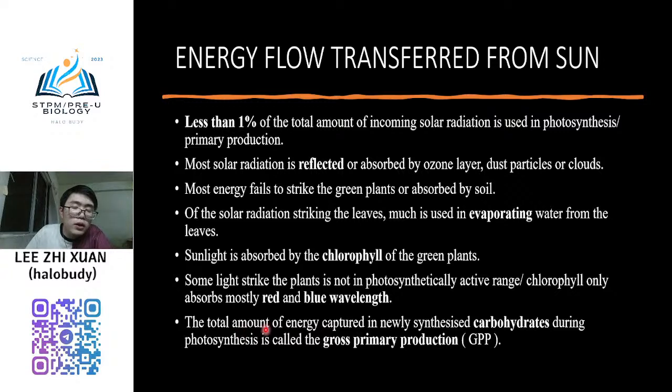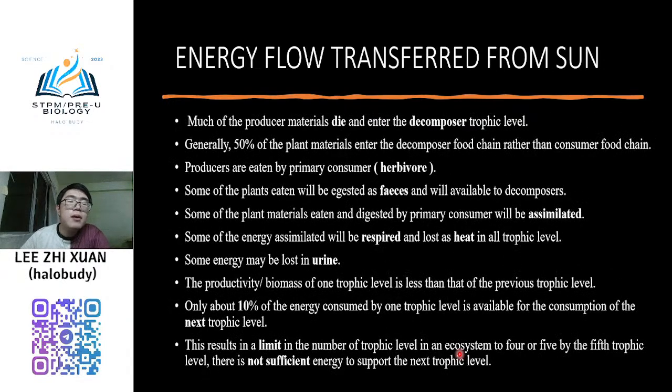Okay, the total amount of energy captured in newly synthesized carbohydrate during photosynthesis is called GPP. I did mention GPP is the total energy that we produce from the plant. Then much of the producer material dies and enters the decomposer trophic level. When it enters the food chain like this, we call it the detritus food chain, or parasitic food chain.